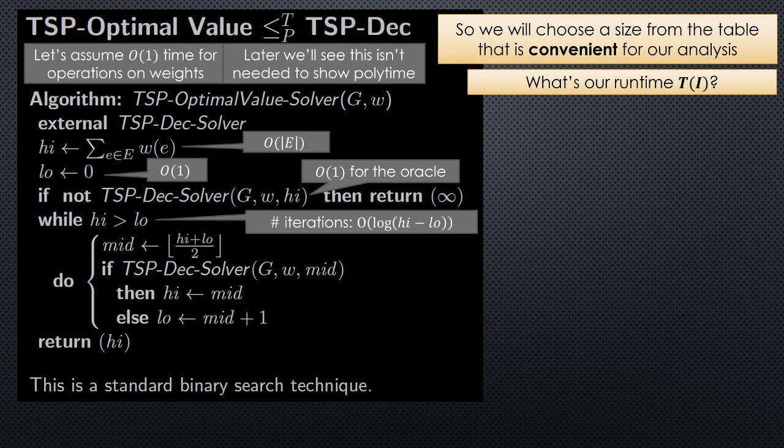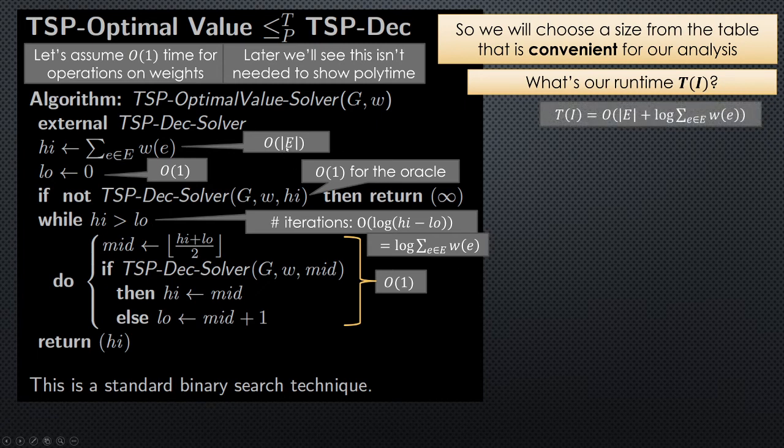What's the size of that range? It's high minus low, and high minus low is just this sum minus 0. So it's the log of this sum; that's how many iterations we're going to have. And in each of those iterations, we're doing constant time at this line, constant time at this line, constant time at these two lines. So it's all constant time, and constant time to return. So the total runtime is going to be order cardinality of E, that's M, plus these constant things, plus the log of the sum of weights.